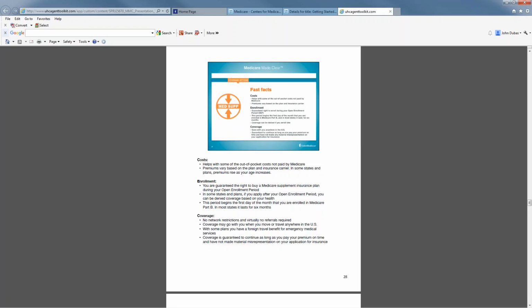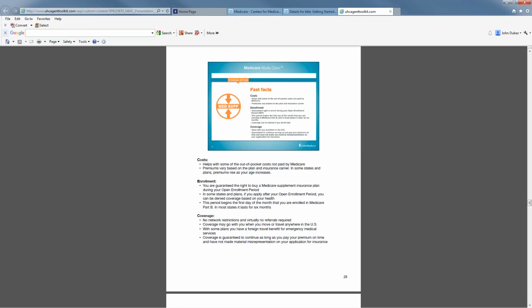This period of guaranteed insurability begins the first day of the month that you are enrolled in Medicare Part B, and in most states, it lasts for 6 months. The coverage itself, well, it's not network-based generally, so there are no network restrictions and virtually no referrals required by the plan coverage itself. Providers might require a referral. The coverage will go with you when you move or travel anywhere in the United States, and some of the plans actually have a foreign travel benefit for emergency medical services, generally $50,000.